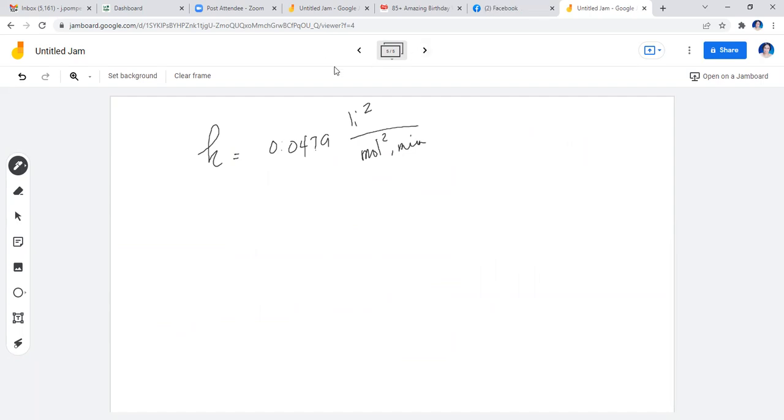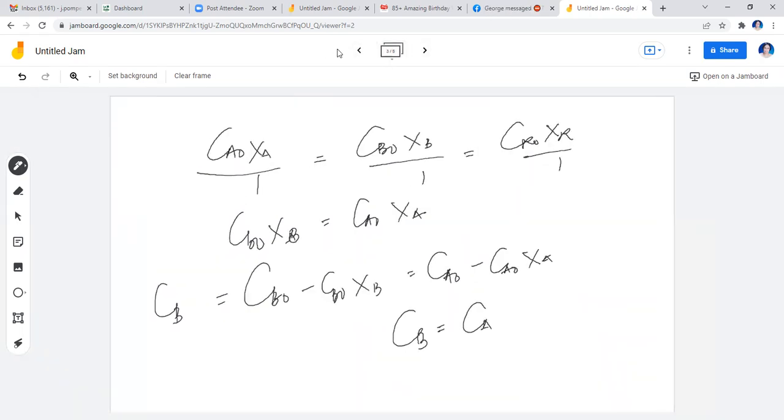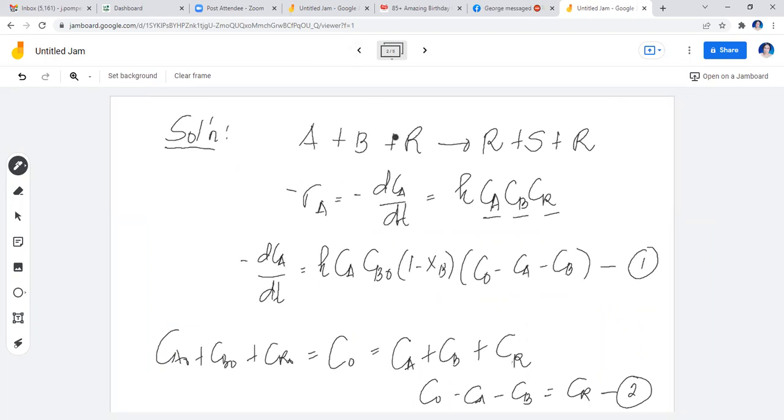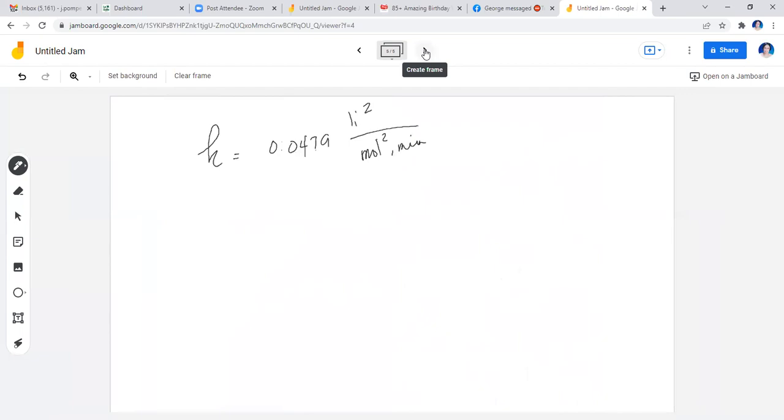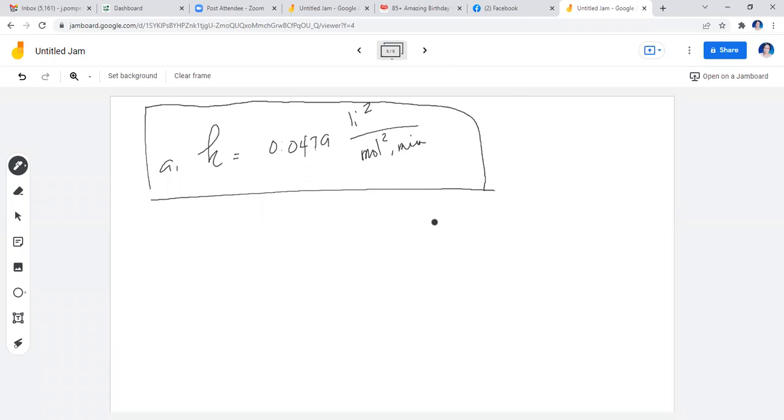You have a third order reaction. How do you determine the units of the rate constant? It should be per unit time times the unit for concentration raised to 1 minus n. That's the formula in determining the correct set of units for your rate constant. So for letter A, this is already our answer: the specific reaction rate, or simply the rate constant, is 0.0479 liters squared per mole squared per minute. Okay? Now we go to letter B.